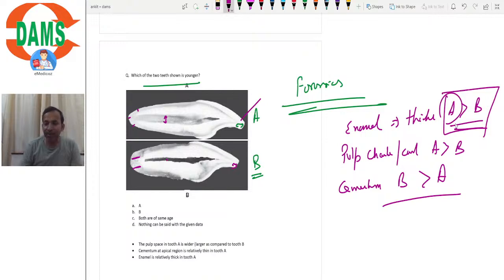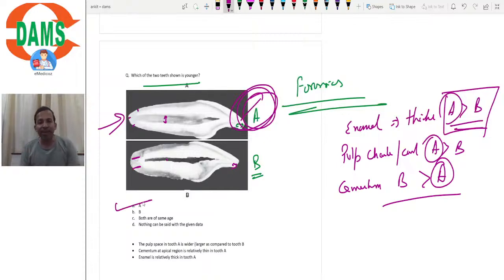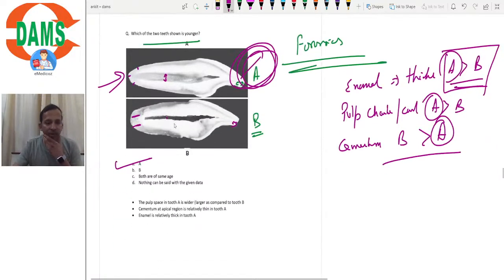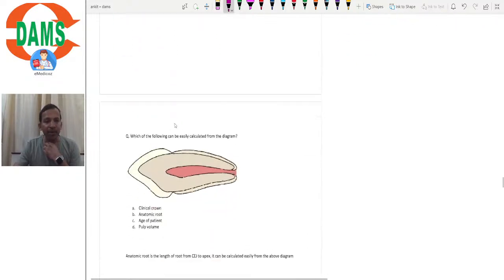So enamel is thick in A, that means there is less wear. Pulp chamber is larger in A, that means secondary dentine formation is less. Cementum is less in A, that means not enough time has passed for more of cementum to deposit, or the secondary cementum deposition is less. So all of these features point towards a younger tooth, which is the A, isn't it? A is the younger tooth because it has more enamel, less of secondary dentine, less of secondary cementum. Yes, very good, Bhavna. So the answer is option A, right?